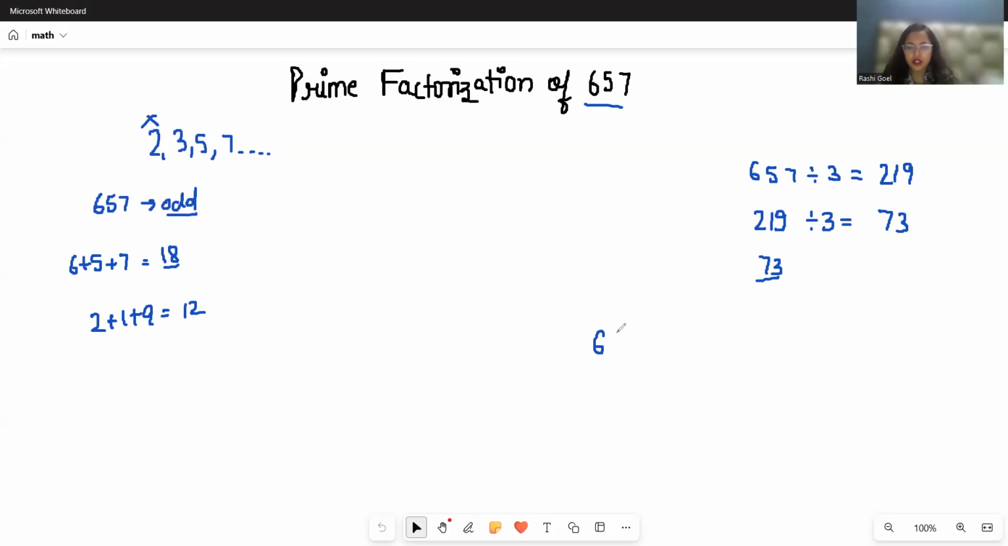So the final prime factorization of 657 is 3 times 3 times 73, or in terms of exponents, 3 power 2 times 73. I hope it's clear and you find it useful.